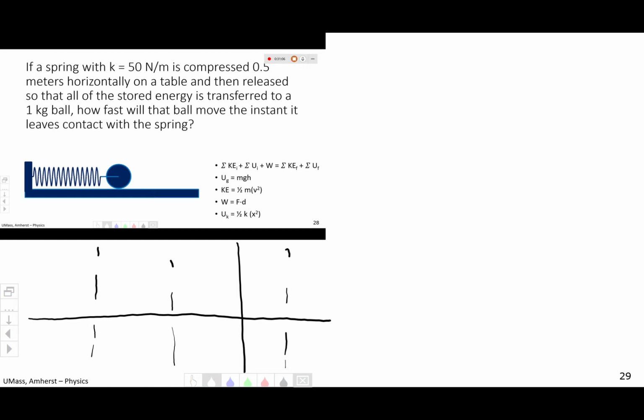Okay, so we have KE_i, U_i, work, KE_f, U_f. KE_i is going to be 0. U_i, potential energy initial: obviously we're pulling back the spring, so we are storing some potential energy initial. Work, we're going to give a 0. We're not doing any extra work. We're not pushing in addition to the spring.